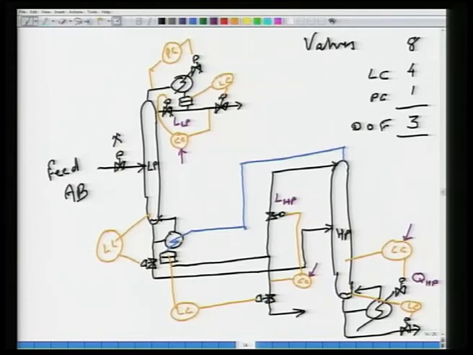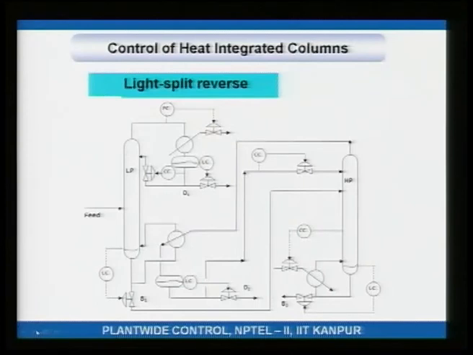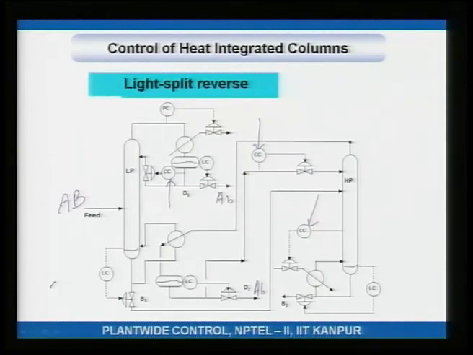Okay. Degrees of freedom here correctly turns out to be 3. Notice that there are 3 compositions that are being set, 1, 2, 3, and that is it. Well, if this is an A B mixture, like I described to you earlier, this is A with a little bit of B, A again with a little bit of B, and this is B with a little bit of A.